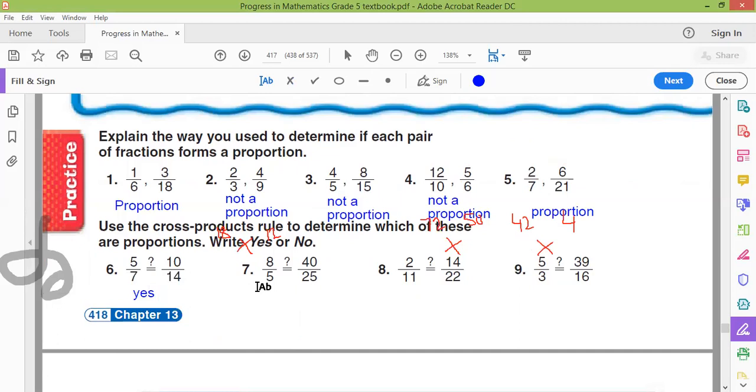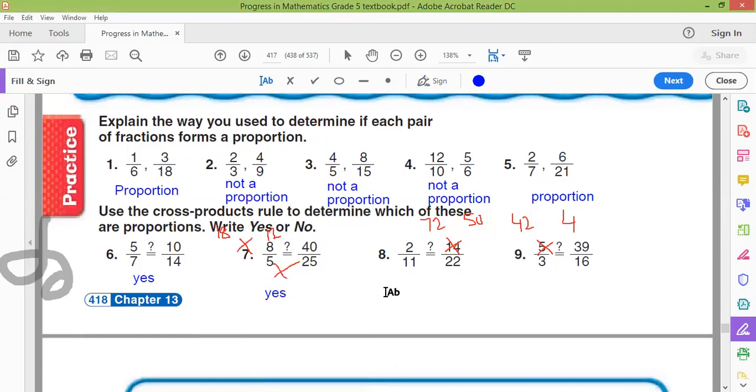This one, question number 7. 8 times 25 is 200. And 40 times 5 is also 200. So you can say that both are equal. So you can say here, yes, they are proportion. Y-E-S, yes.